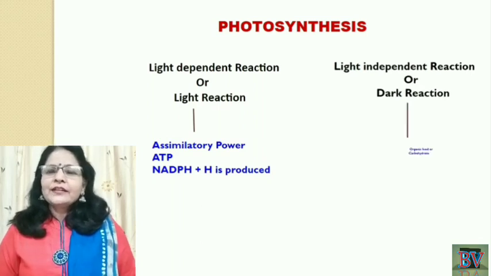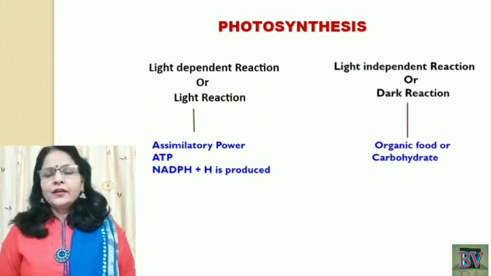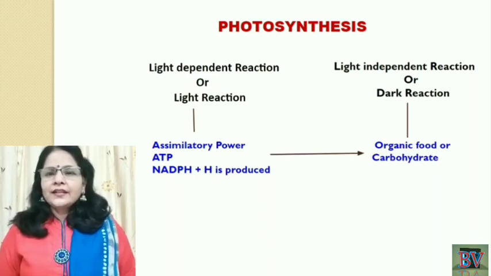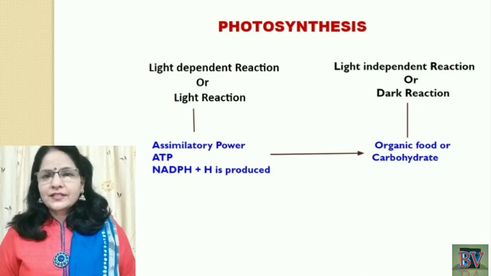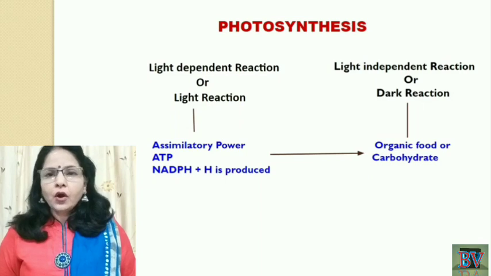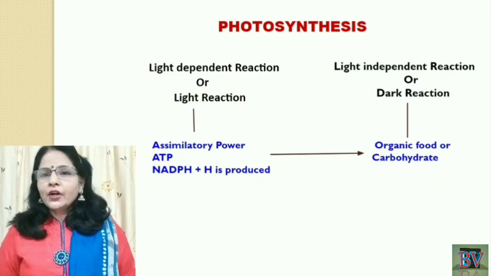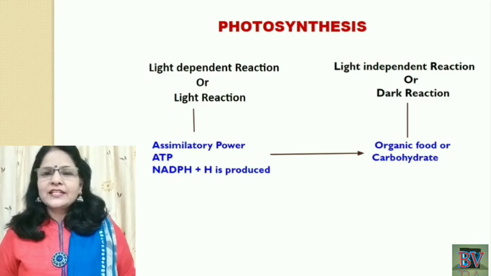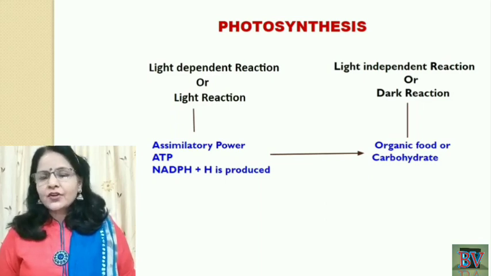The next step is the light independent reaction. It is also called the dark reaction because light is not required in this process. In this process, fixation of carbon dioxide takes place, and after fixation of CO2, organic food is produced in the form of carbohydrate. They do not require light, but the products of the light reaction, the assimilatory power ATP and NADPH, are utilized in the production of carbohydrate.